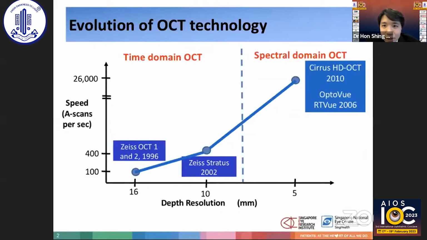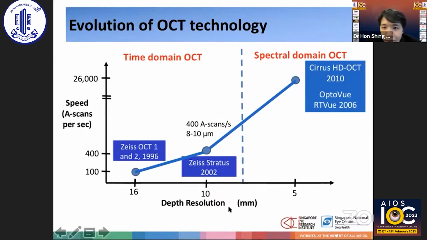So OCT was initially introduced using the time domain technology, where the reference mirror moves linearly over the eye and multiple readings are generated to create individual A scans. An example of this is the Zeiss Stratus OCT, which can give scan rates of about 400 A scans per second with an axial resolution of 8 to 10 microns in the eye.